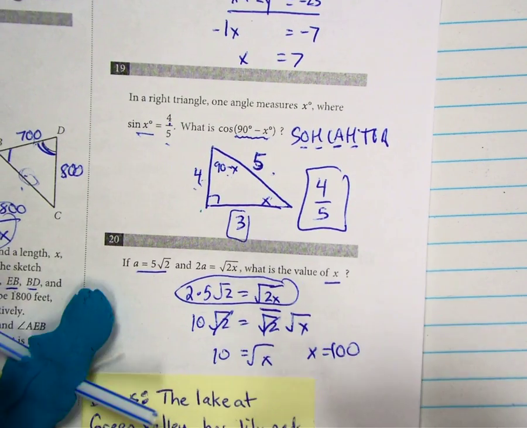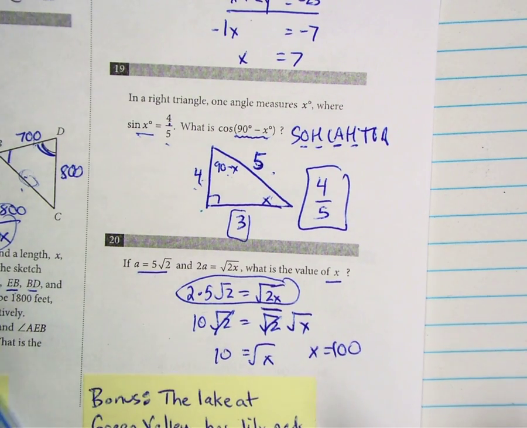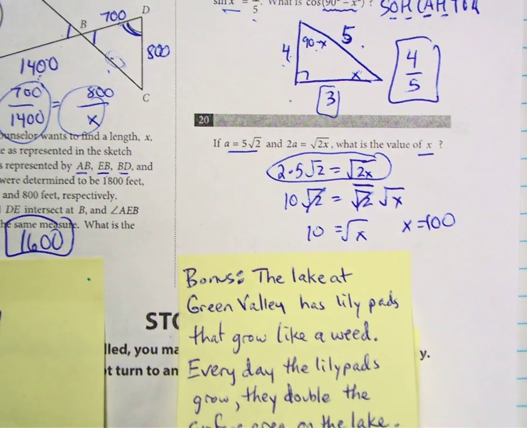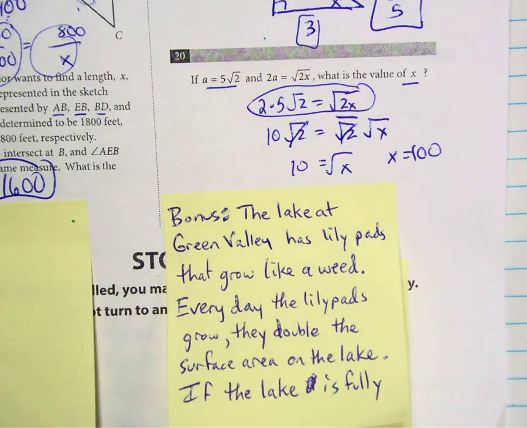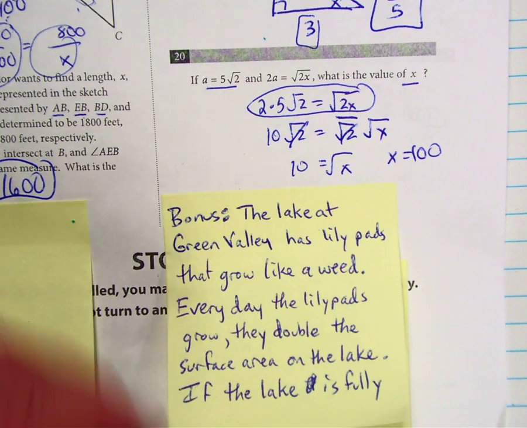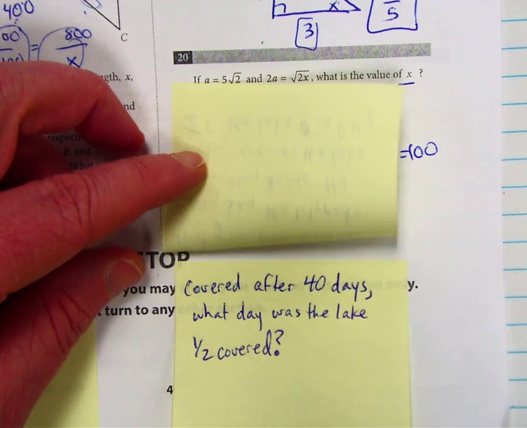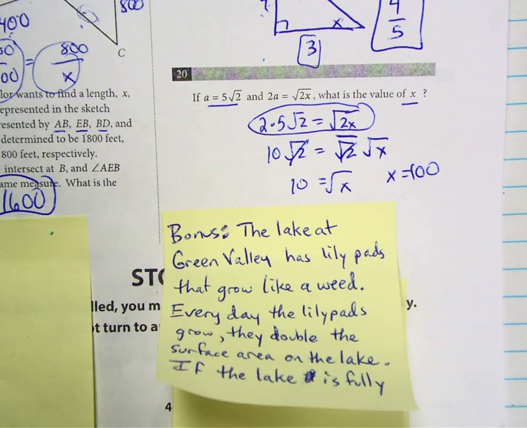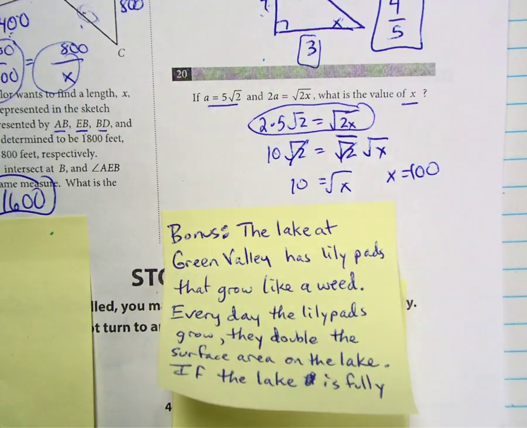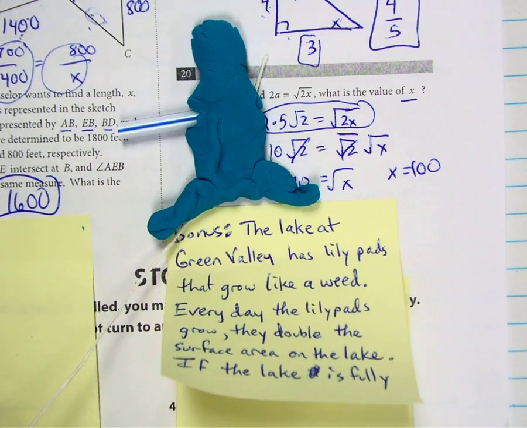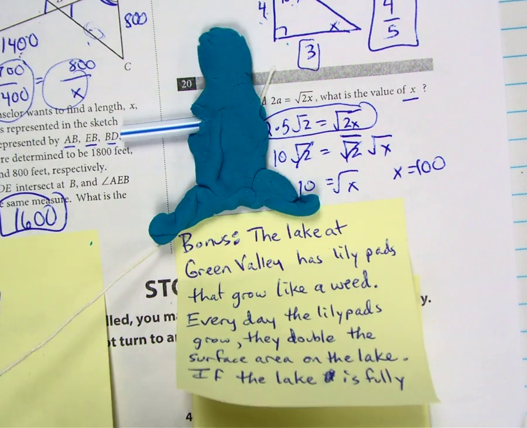So go ahead and show this to the classes. The lake at Green Valley has lily pads that grow like a weed. Every day the lily pads grow, they double the surface area on the lake that they are covering. So they double in size every day. If the lake's fully covered after 40 days, what day was the lake half covered? Go ahead and pause the video right now to get the answer. This one I think people need to say out loud so you know if they know how to problem solve or not. Oh no, we lost an arm.